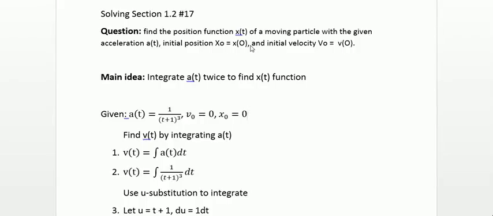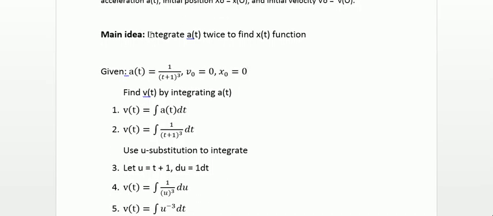Alright, so I'm going to show you how to solve number 17 in section 1.2. So the question is, find the position function x of t of a moving particle when given the acceleration. And then we're given the initial position and the initial velocity. So the main idea here is that we're going to integrate the acceleration function twice to find the position function.